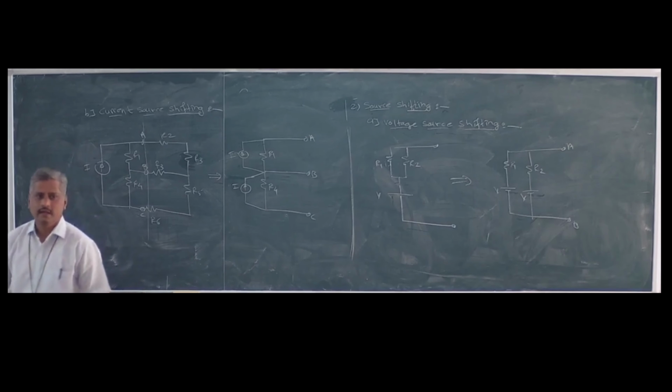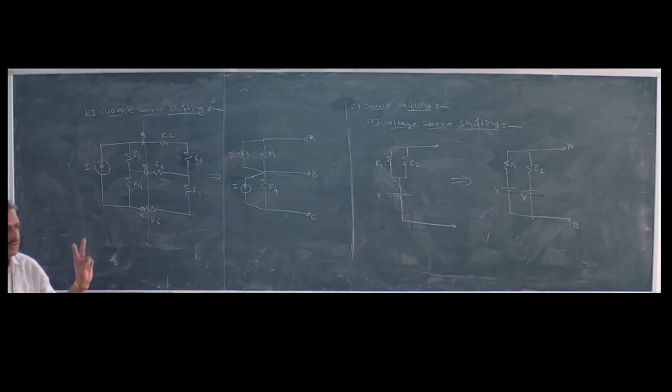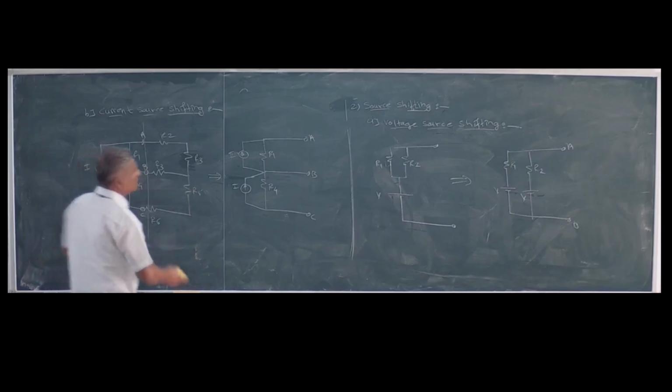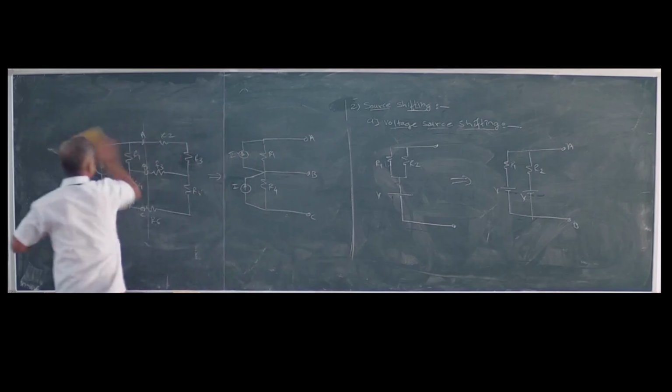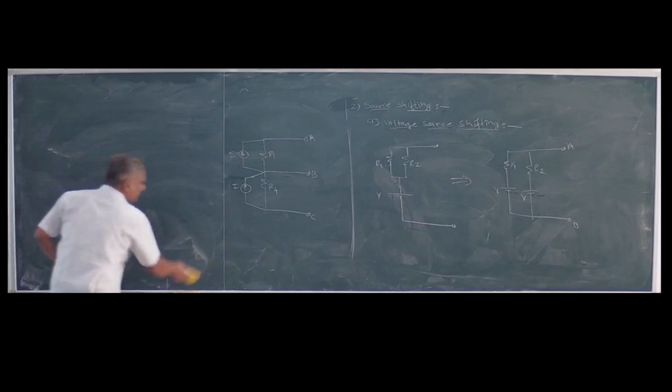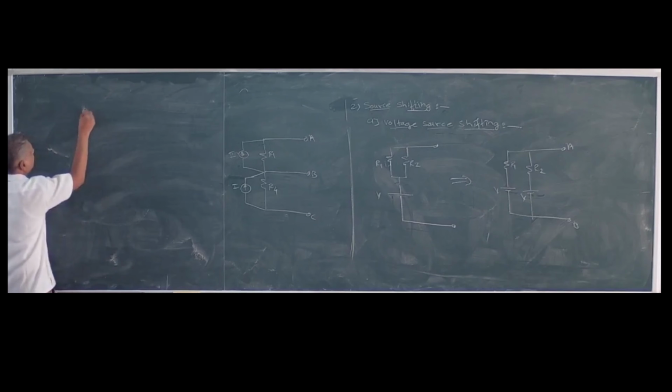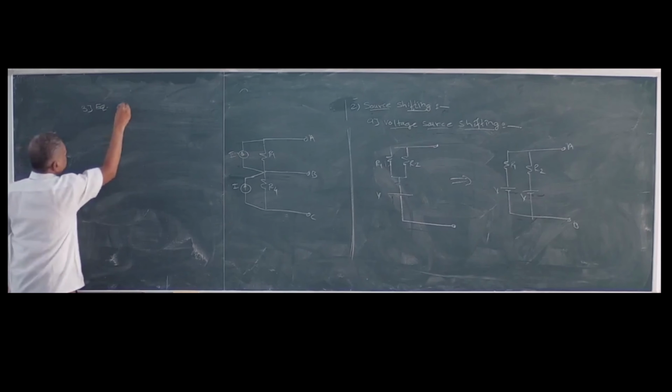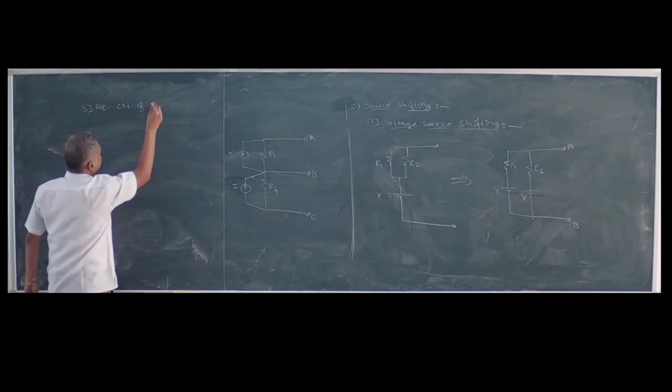Is it right? I discussed the two points. First is the source conversion, voltage source to current source conversion. Second point, current source to voltage source conversion. The second point which I have started is the source shifting. In this case, the first point is voltage source shifting. Second point is the current source shifting. And now we will discuss the third point, which is the equivalent circuit of the sources.